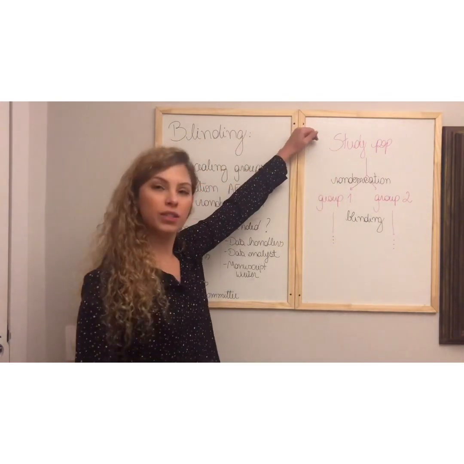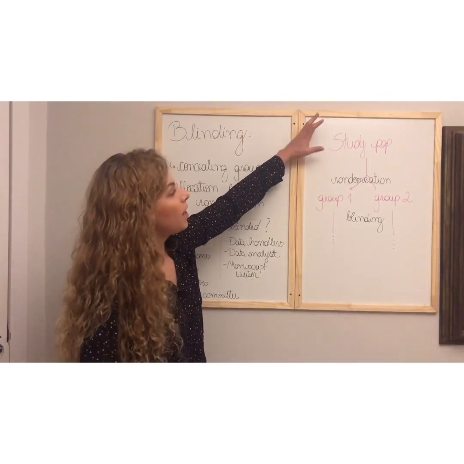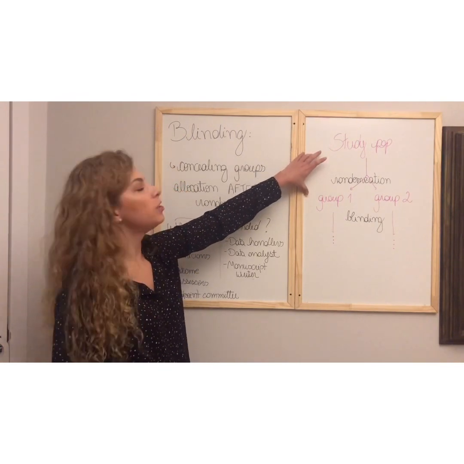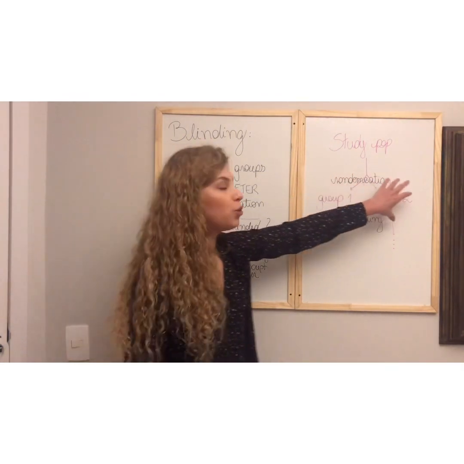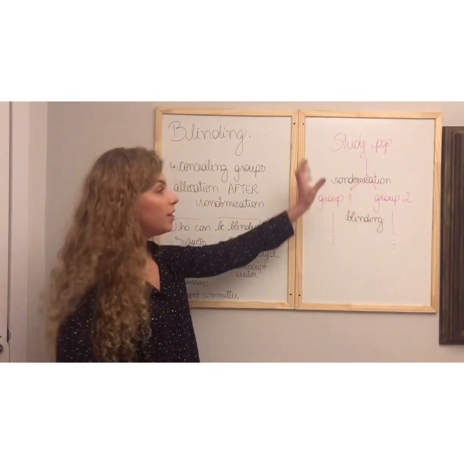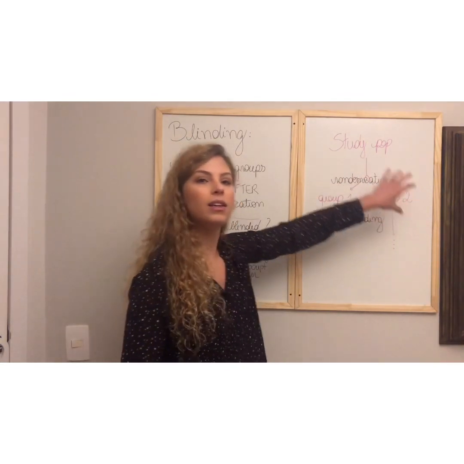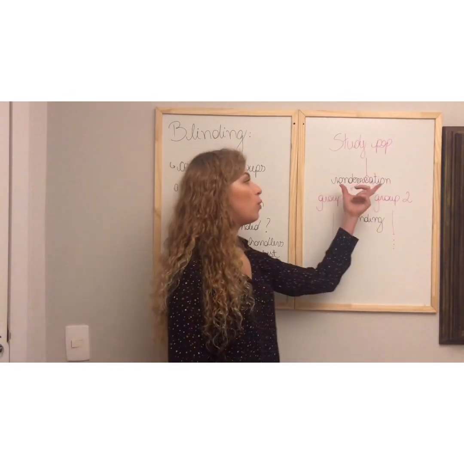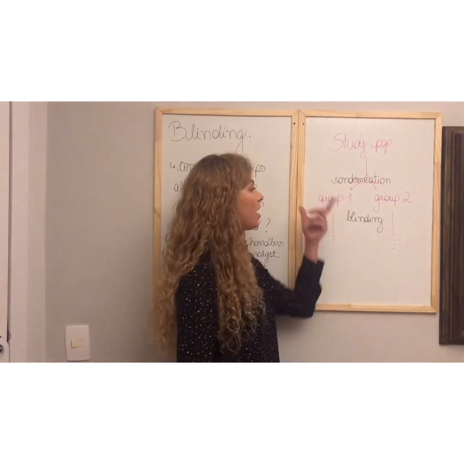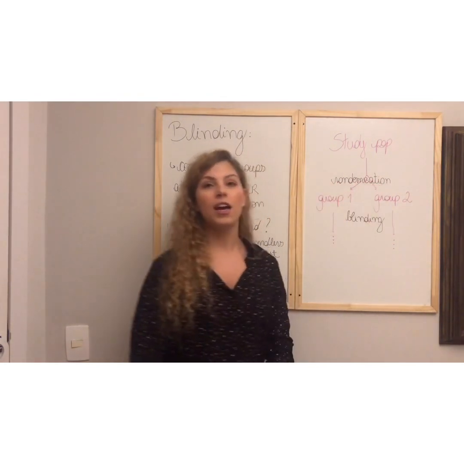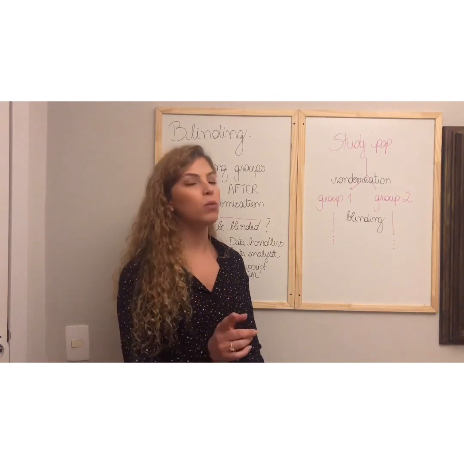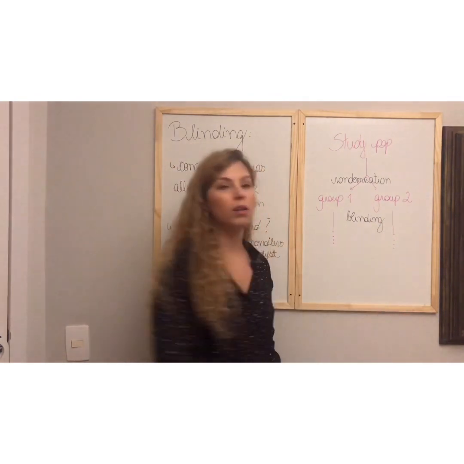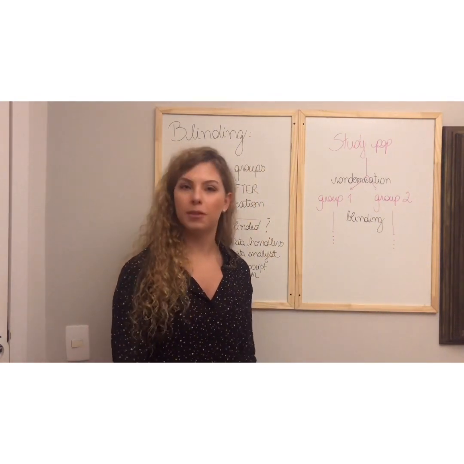So let's go here. Well, we have our study population. Then we are going to divide this population into our control group and treatment group, for example. This process of allocating these subjects is called randomization. And the randomization can also be blinded, but we don't call it blinding. We call it allocation concealment.